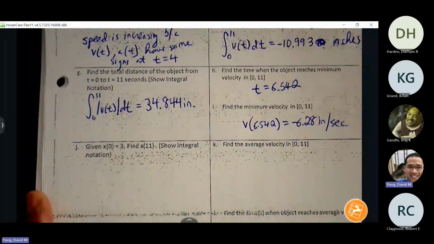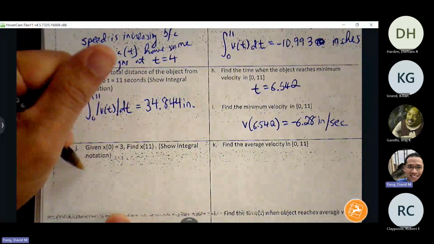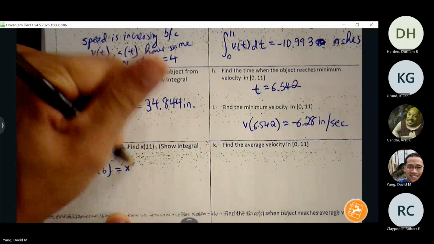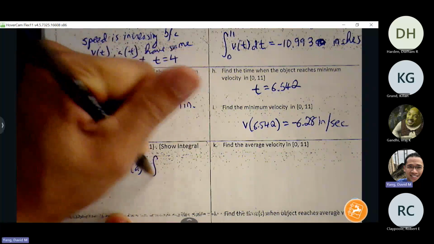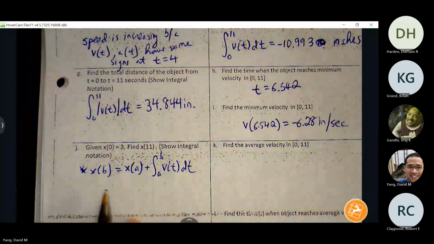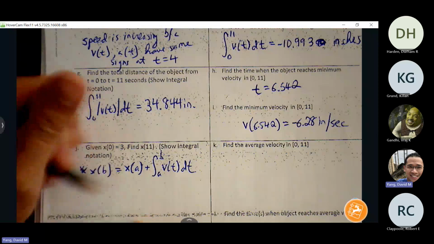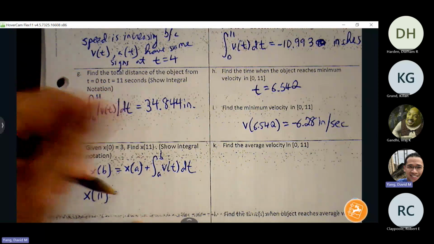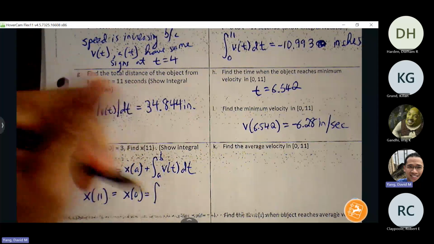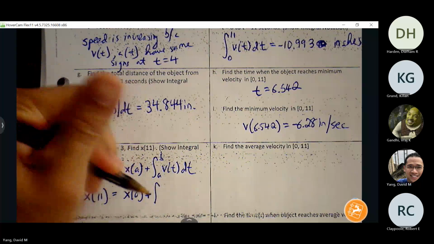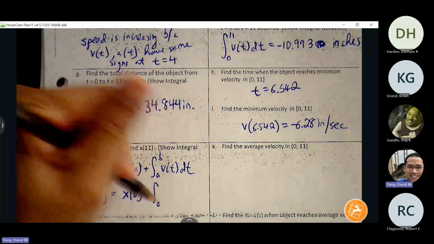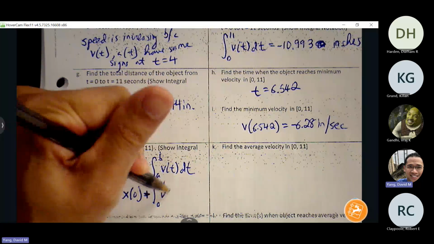Given x of 0 equals 3, find x of 11. So I like to use my first theorem rearranged to show particle motion. If I want to find my position at 11, I can begin at position 0 and then fill in the gaps in terms of how much progress I made in those 11 seconds.